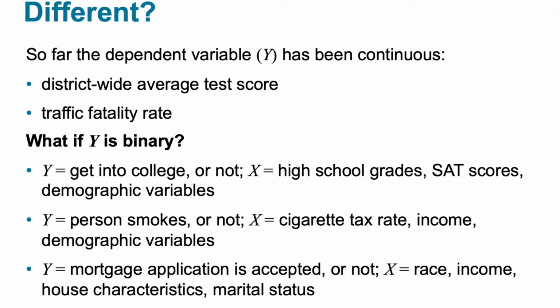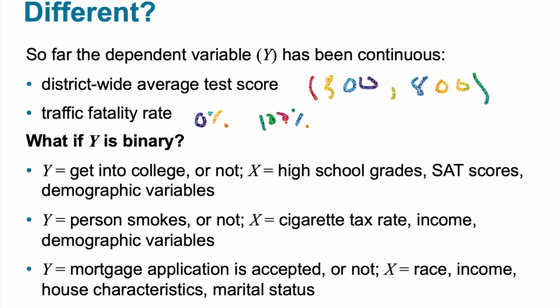What is different with binary dependent variables? So far, the dependent variable y has been continuous. Examples of continuous dependent variables include district-wide average test scores, where the district-wide average test score could be anywhere between, let's draw here, something like 300 and 800. Or a traffic fatality rate could be anywhere between 0% and 100%, conceivably.